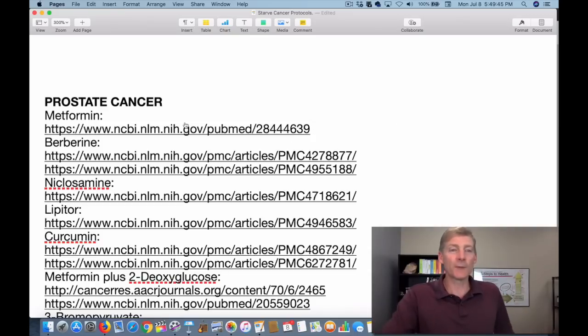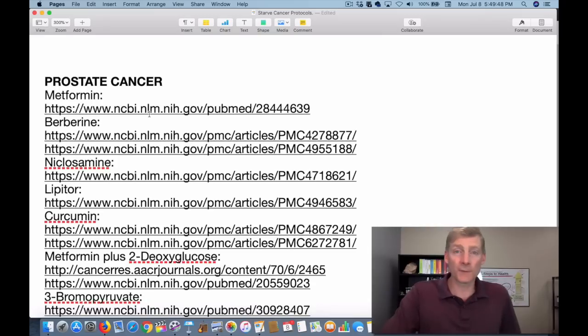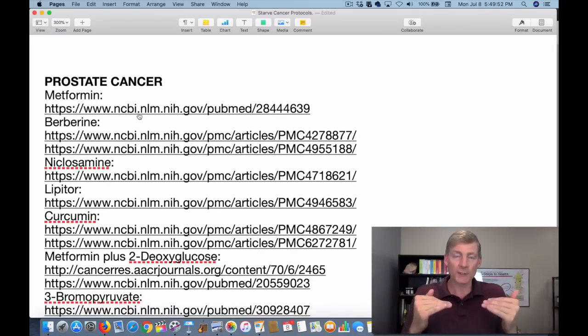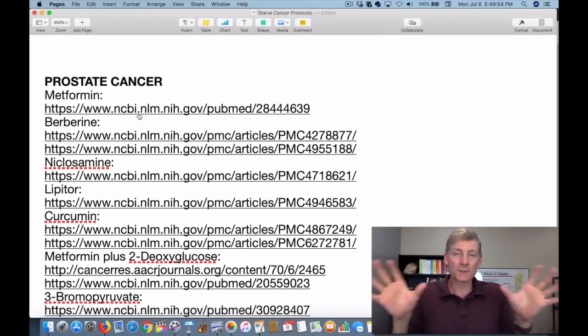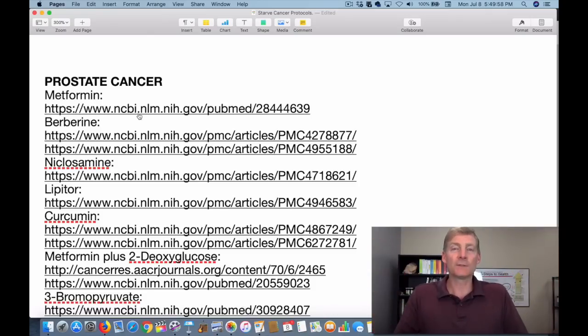Here, for example, we have metformin. That's a drug for diabetes. It lowers insulin and lowers blood sugar, and in the use of cancer, it'll starve the cancer cell of sugar, its energy. So now the cancer cell doesn't have all that extra energy it needs to replicate. It has to replicate very quickly.